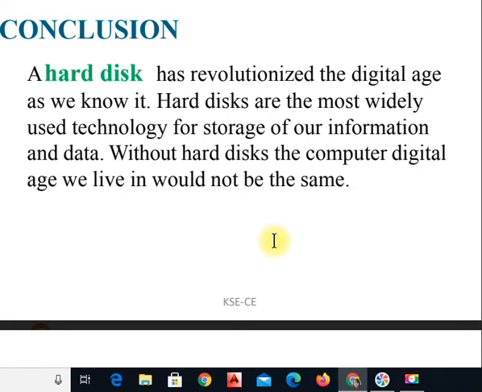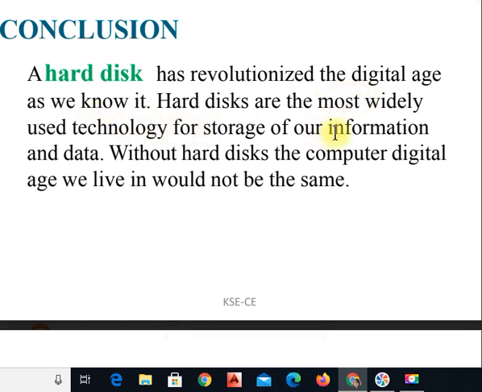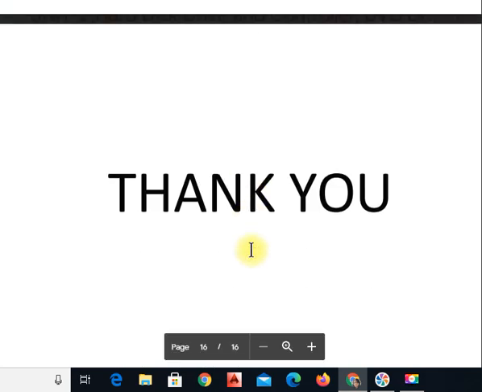So it is a final conclusion about the hard disk. The hard disk revolutionized the digital age as we know it. Hard disks are the most widely used technology for storage of our information and data. Without hard disk, the digital age we live in would not be the same. Thank you. Hope you all understand.